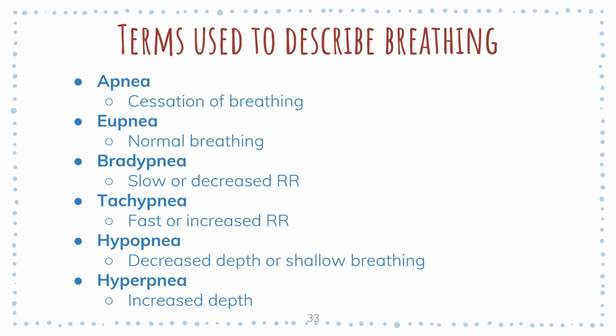The next couple pages are going to have different terminology. Apnea means cessation of breathing, you're not breathing anymore. Eupnea is normal. Brady, always remember, is slow or decreased. Tachy is fast or increased. Hypopnea is decreased depth or shallow breathing. Hypopneas are something they measure when they do a sleep study, how many hypopnea events they have. Hyperpnea is increased depth.